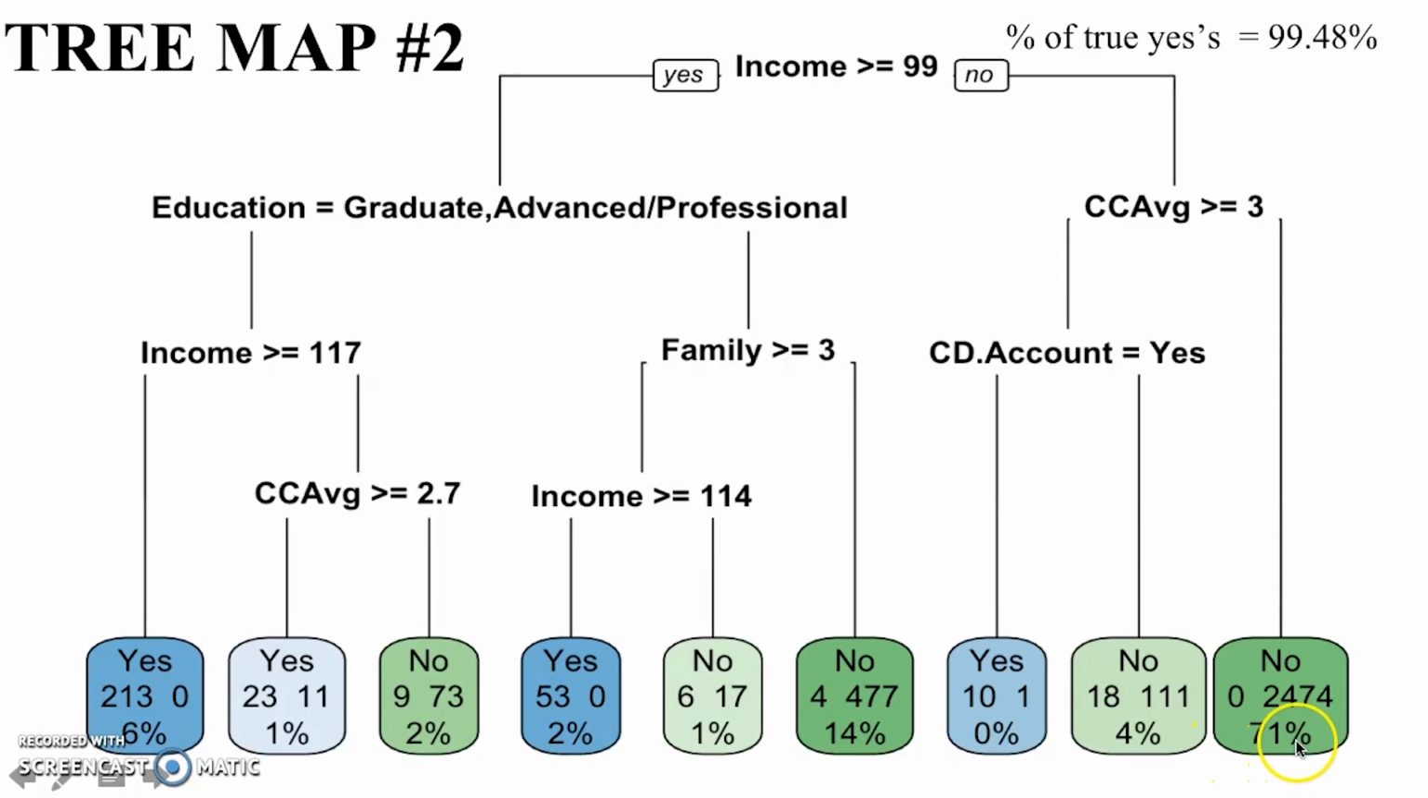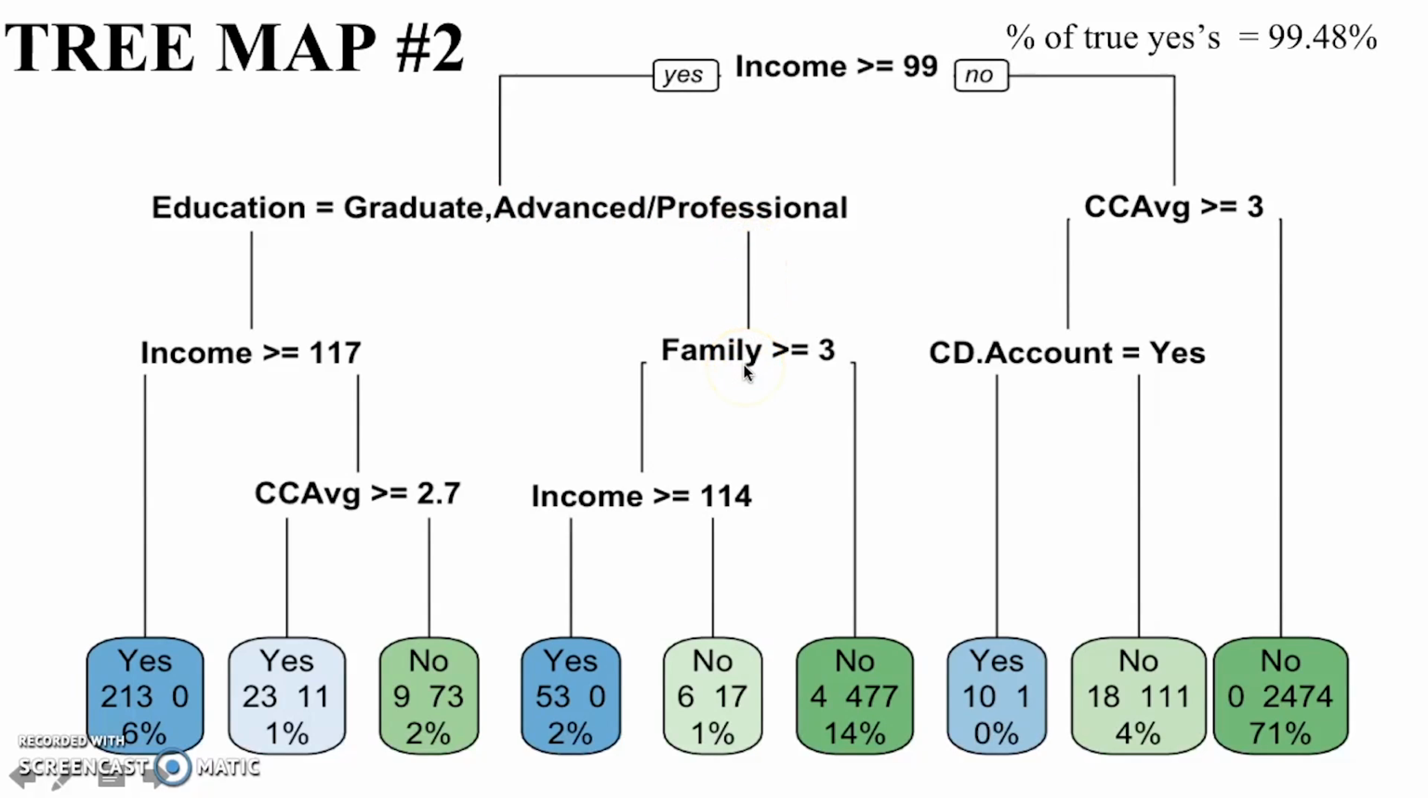This means that 71% of the people in our total data set said no in this instance. Let's try another example. Income is greater than or equal to 99,000. Let's start off by saying, yes, it is. So we come over here to education, graduate, advanced, or professional. Let's say, no, we do not have a graduate or advanced professional education.